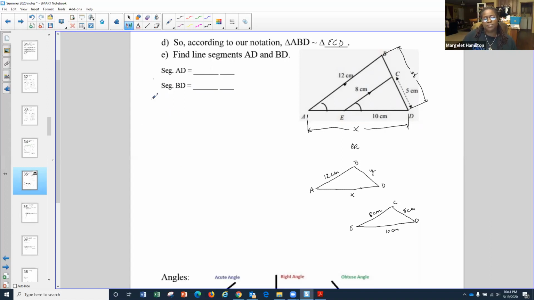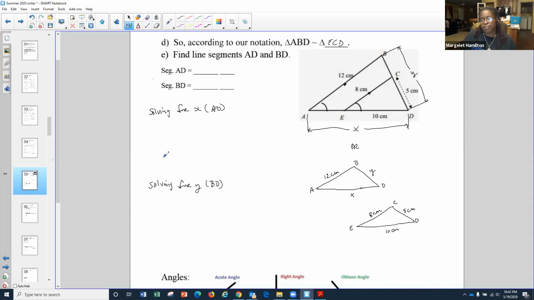All right, here we are. Solving for X, or our AD. And here we're solving for Y, or our BD. Solving for our X. Again, whatever setup you're using, as long as we're consistent.